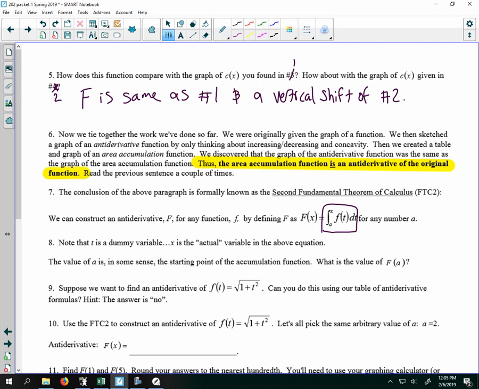Note that t is a dummy variable, and x is the actual variable in this equation. X is the thing that we plug in, that changes, and we get different outputs for. The value of a is, in some sense, the starting point of the accumulation function. The value of F of a is always going to be 0 because it's the integral from a to a of f of t dt, which will always give you 0.